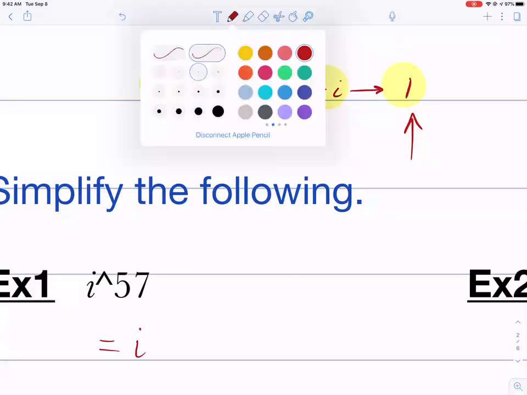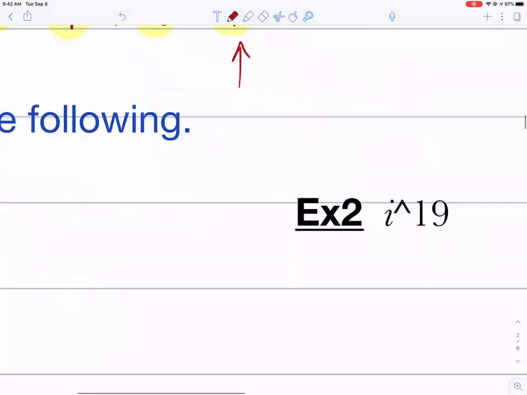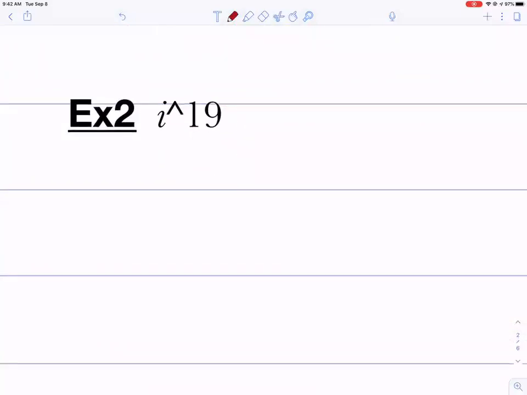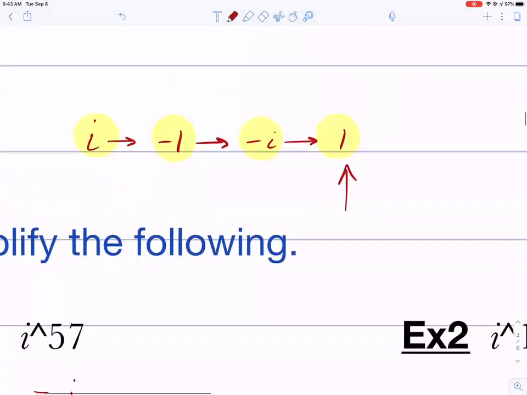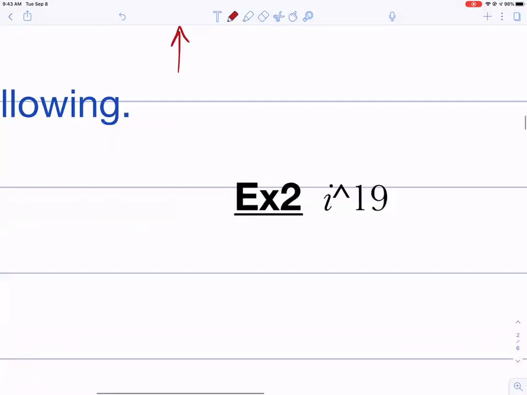So then let's go to example 2 here. What's a close multiple of 4 to the number 19? 20. So again, 20 is going to be my multiple of 4. So here's where my 20 is. Then how do I get to 19? Go 1 backwards. So that means that i to the 19th power is the same thing as negative i.